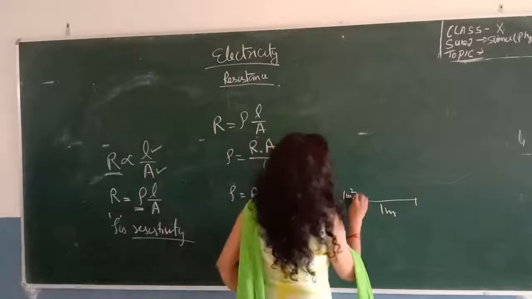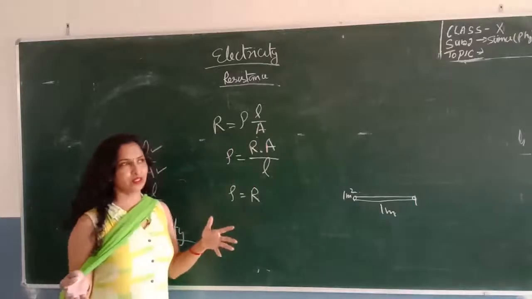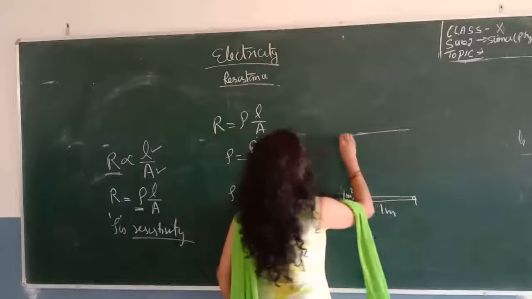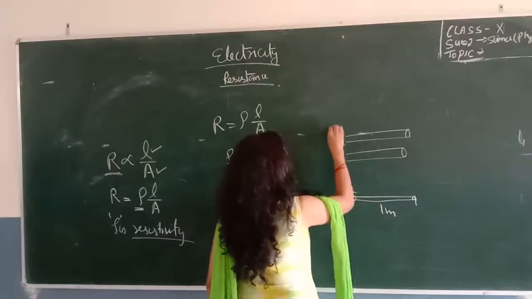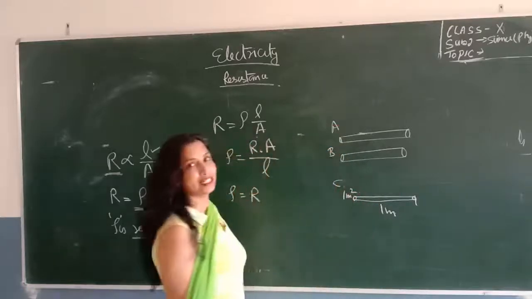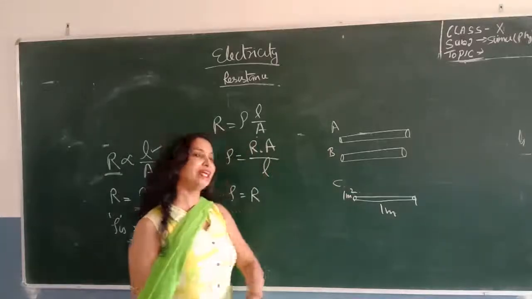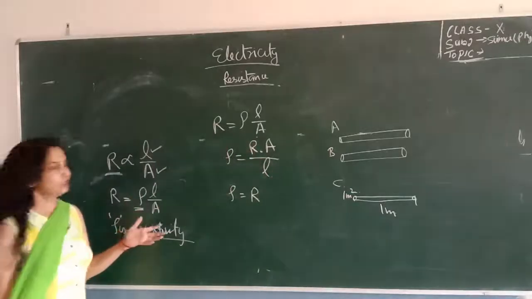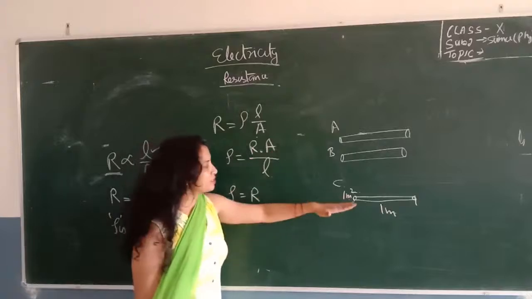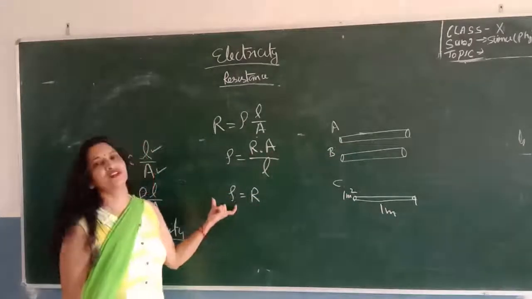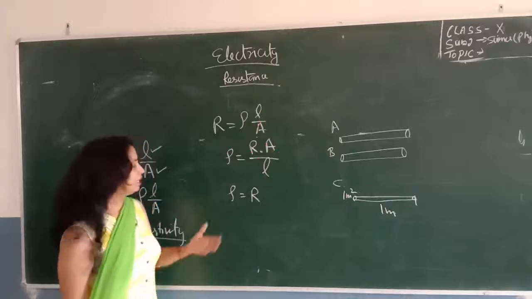Now take another example in which we are taking wires of the same length of 1 meter. We are taking 3 wires. This is wire A, wire B, and this is wire C. And all these wires have the same length, that is 1 meter, and the same area of cross section, that is 1 meter square. Now in this case, we will find out the resistance of these wires by using Ohm's law. At this temperature, the resistance of these wires will be equal to the resistivity of this material.